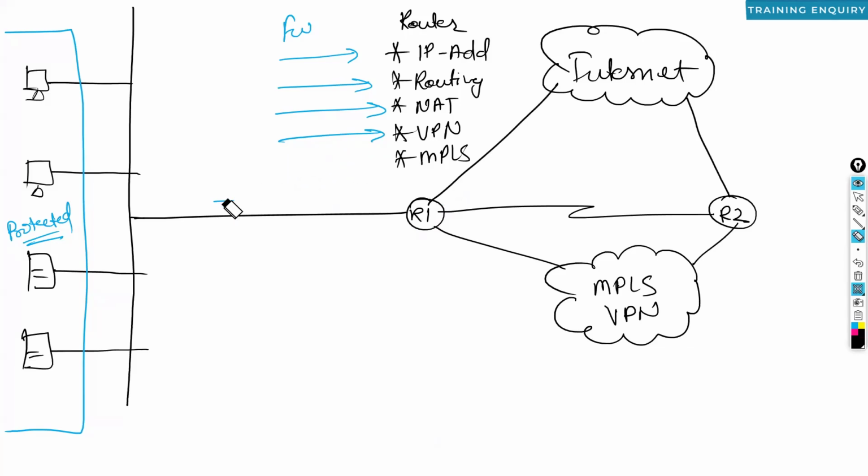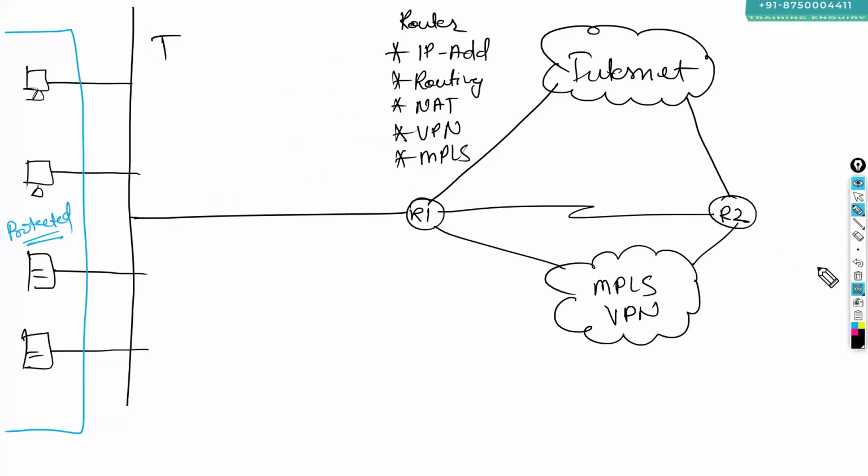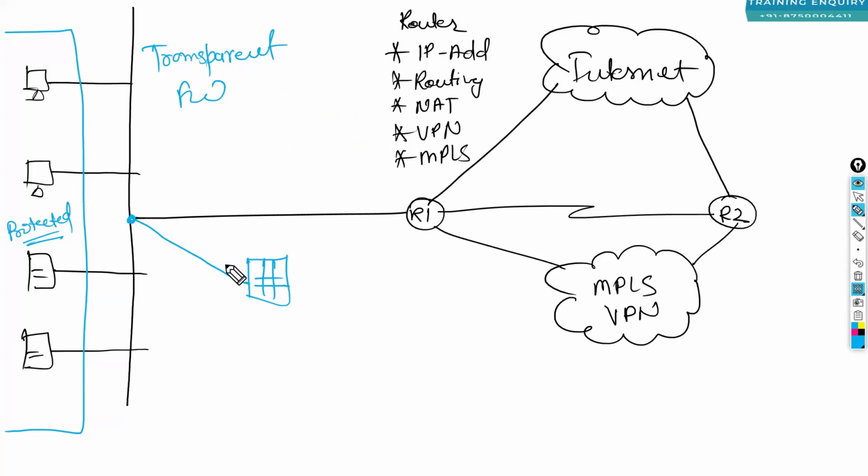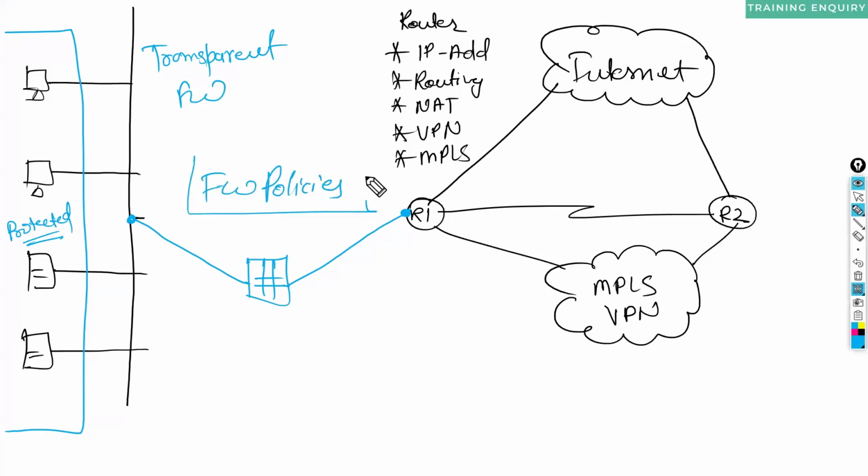Then we will use a firewall technique called transparent firewall. We will deploy a transparent firewall between the LAN and the gateway. We will connect the LAN with the firewall and the firewall with the router, and we will break the direct connectivity between the LAN and the router. Now the traffic will go through the firewall. At this firewall, we will deploy firewall policies.